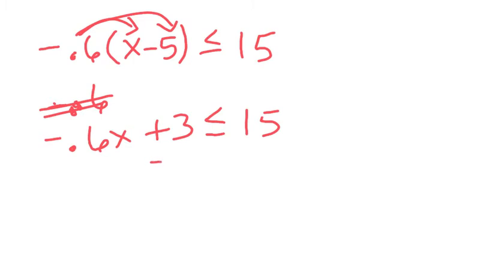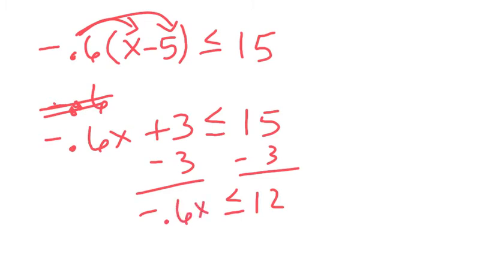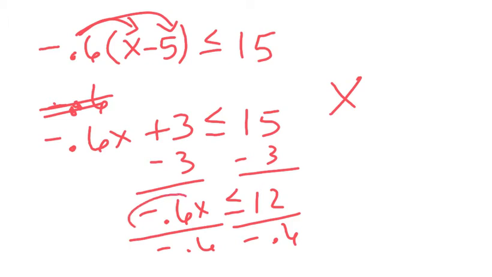Now you do minus 3, so that's 12, and you have negative 0.6x. So you're going to divide by negative 0.6. You have a calculator, you can divide by negative 0.6, and you get x is sign flip, because there's a negative with the x. This negative with the x is going to cause the sign to flip this way, and you're going to get x is greater than or equal to negative 20.